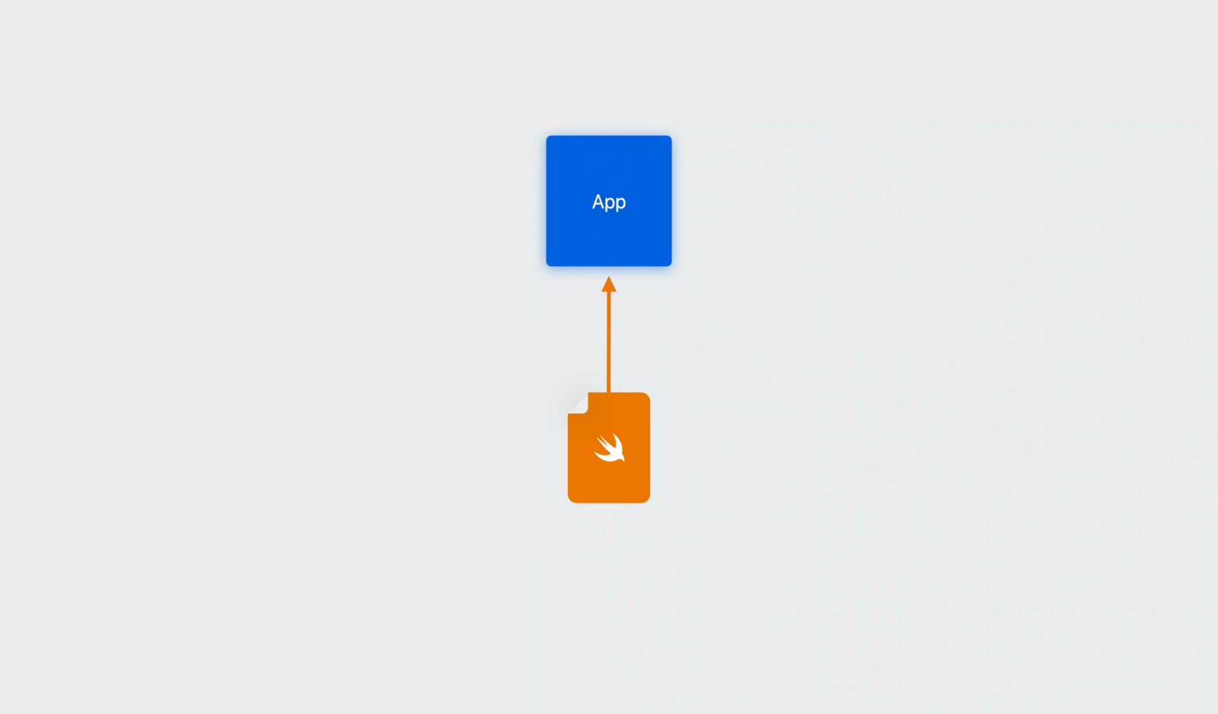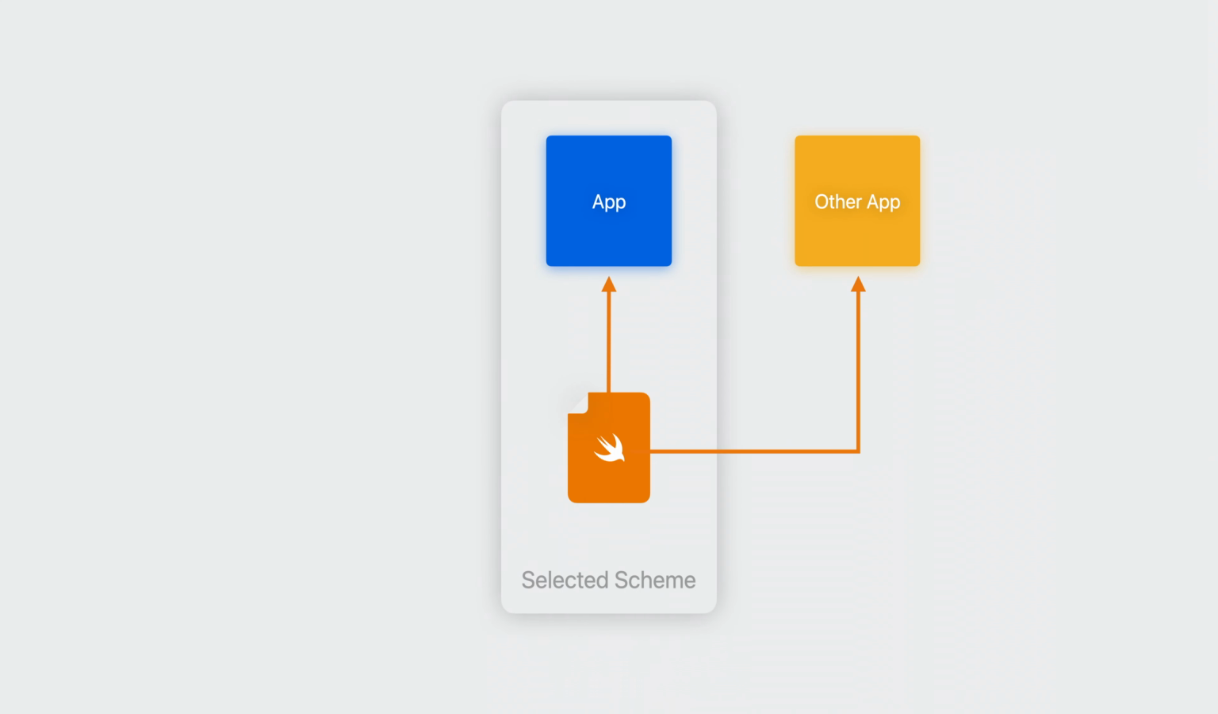In the simplest case, you might be working in a single source file that's the member of an application target. It's probably not a surprise that this is the app we'll use for previews. But what if you have that source file in 2 targets? For example, a trial version of your app and the full version of your app. This is where the scheme comes in. Previews will only use the app that is in the active scheme.